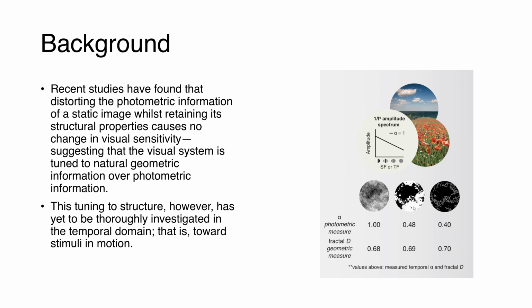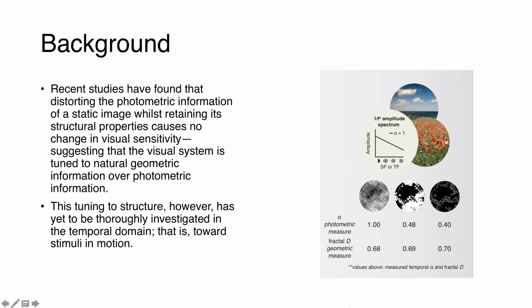Recent studies have found that distorting the photometric information of a static image whilst retaining its structural properties causes no change in visual sensitivity when measured using psychophysics. This suggests that the visual system is tuned to natural geometric information over photometric information. A lot of this work was done in the spatial domain, and this tuning to structure has yet to be thoroughly investigated in the temporal domain, that is, towards stimuli in motion.